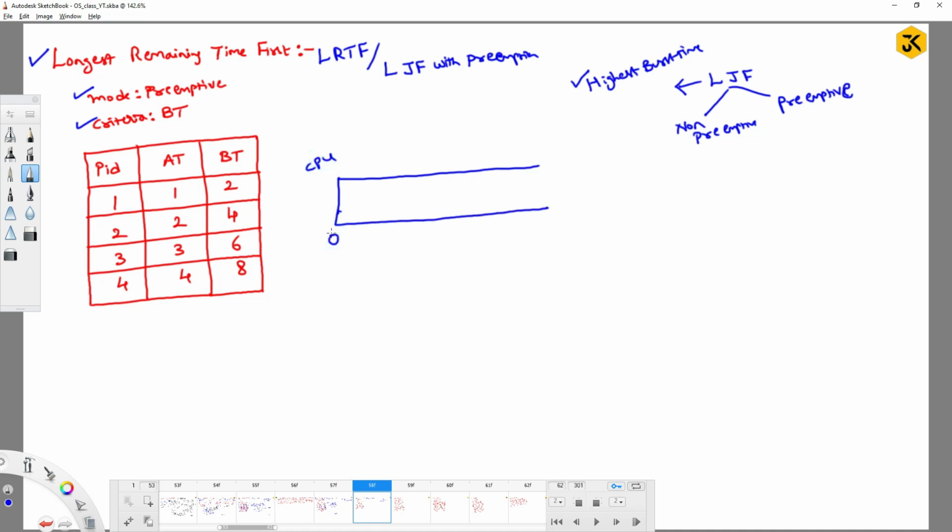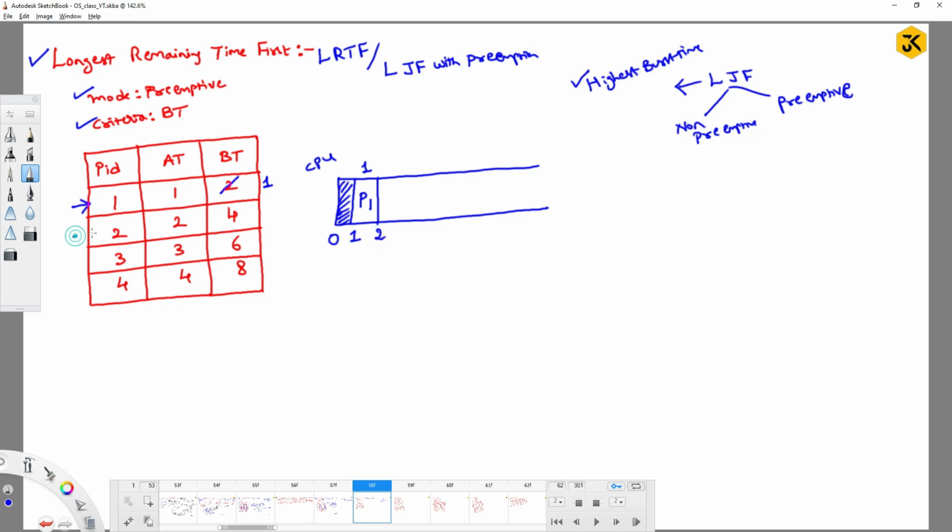At 0 units of time, is any process available? No. So the CPU is idle for 1 unit of time. By the time of 1 unit, is process 1 available? Yes. So I give the chance to process 1, because there is no competition. I will allocate 1 unit of time, then it will be done by 2 units. As it has done 1 unit, its leftover is 1 unit of time. Now the time is 2 units.